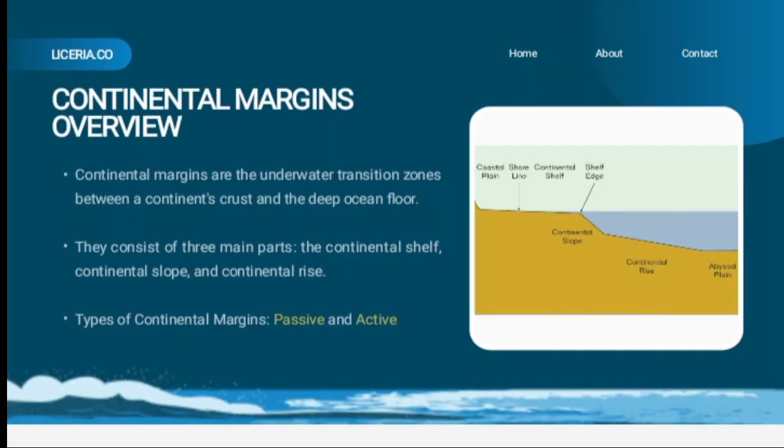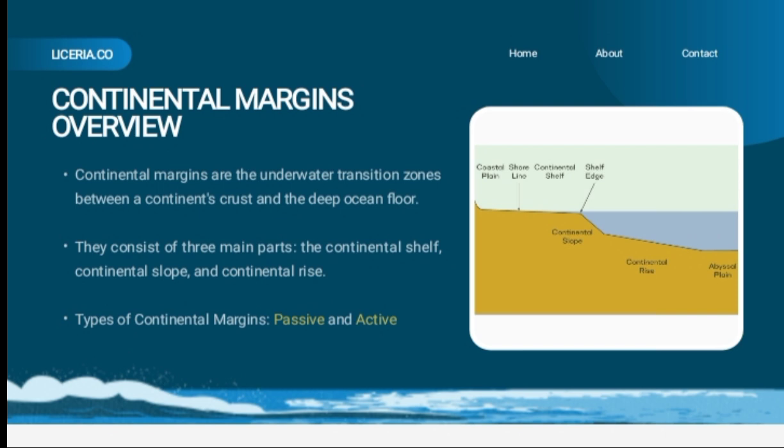Now, let's begin with continental margins, or the underwater transition zones. Continental margins are essentially the underwater edges of continents. They represent the transition from the continental crust to the oceanic crust. Think of them as the submerged borders where the land meets the deep sea. There are three main sections to a continental margin, each with distinct characteristics.